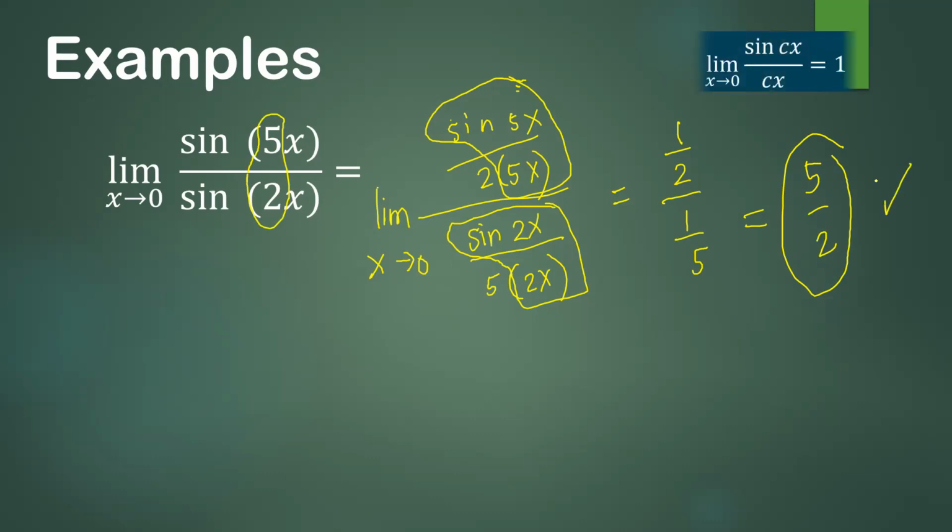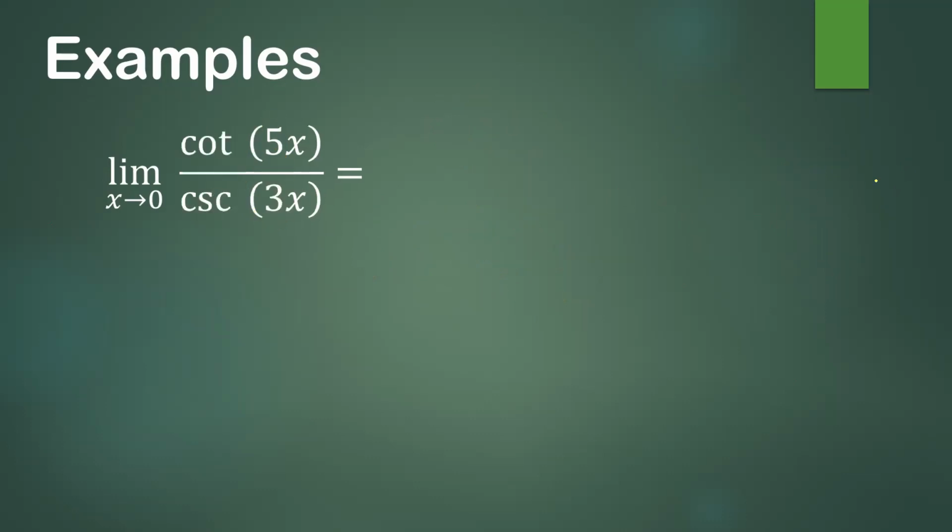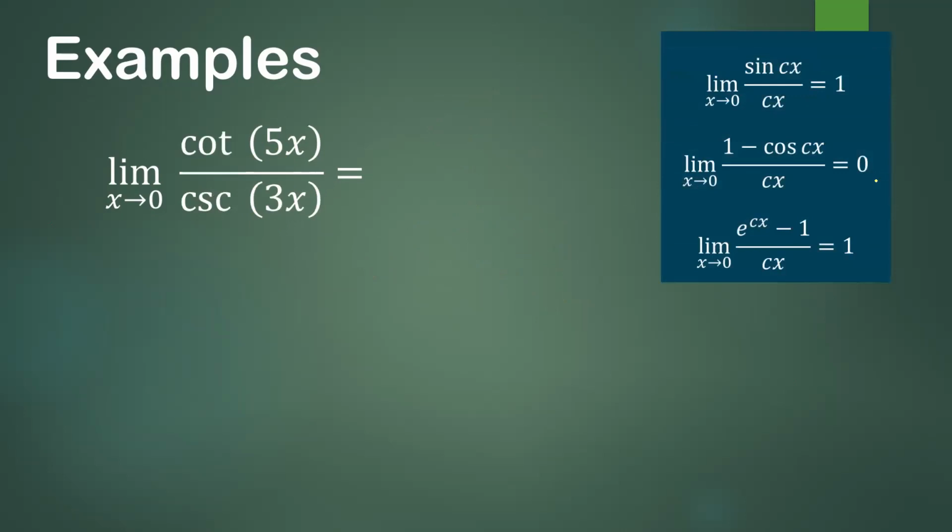Okay, now let's take a look at ayun, bali yung ginamit natin na property. Let's have this one. Alin kaya dito yung magagamit natin sa mga special limits na ito? Okay? So meron tayong cotangent, so we can express that as cosine over sine. Tapos ito naman, this is sine, 1 over sine. So we can write that as limit as x approaches 0. Sa taas natin, that will be cosine of 5x over sine of 5x. Sa baba naman, we have 1 over sine 3x.